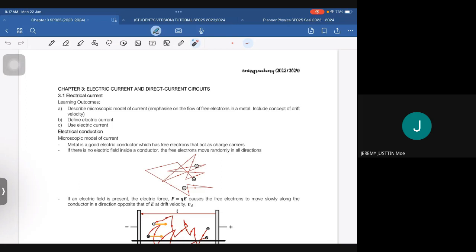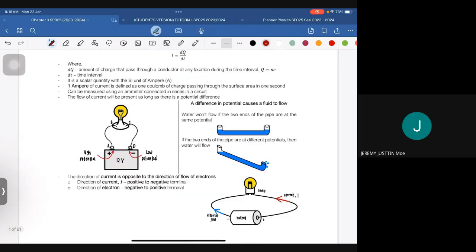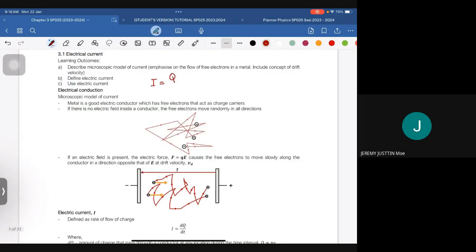So electrical current ni dia basic je lah. Dia basically suruh kamu apply electric current punya formula. Electric current punya formula pula is just I equal to Q over T rasanya. Yeah, Q over T. Okay, so basically this is the rate of change of current lah. Okay, so unit untuk current kamu tahu it should be ampere. Right. So ini sahaja the only formula yang kamu akan apply untuk subtopic number 1.